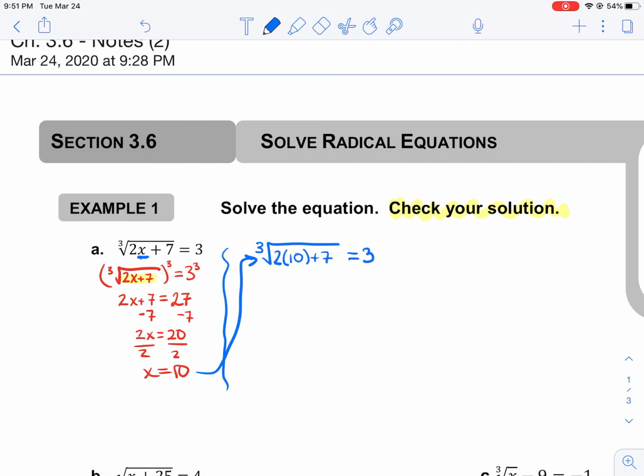So what's under the third root comes first. And then under the third root, we do multiplication first. So we have 20 plus 7 equals 3. You have the third root of 27 equals 3. If you put this in your calculator, you should see 3 equals 3. That is checking our solution. We got a true equation in the end, it worked out, okay? So you do have to do that for your homework.